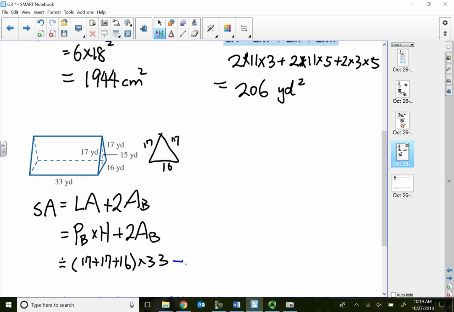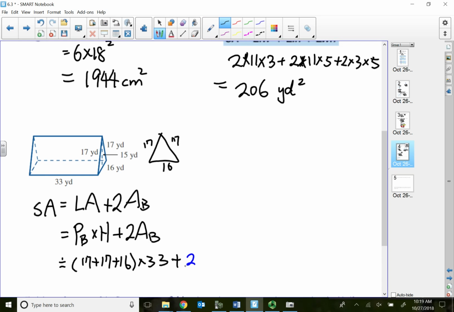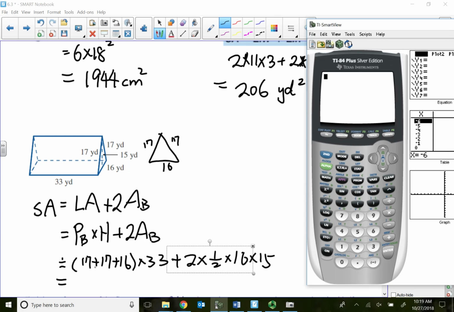So now let's add. This is the perimeter, so this covers all the lateral up and down surface, plus 2 times the area of the base. So that will be 2 times the area of my triangle base, half times base 16 times the height, which is 15. All right, let's punch it in. Gotta be careful. The adding of the three sides has to be in parentheses.